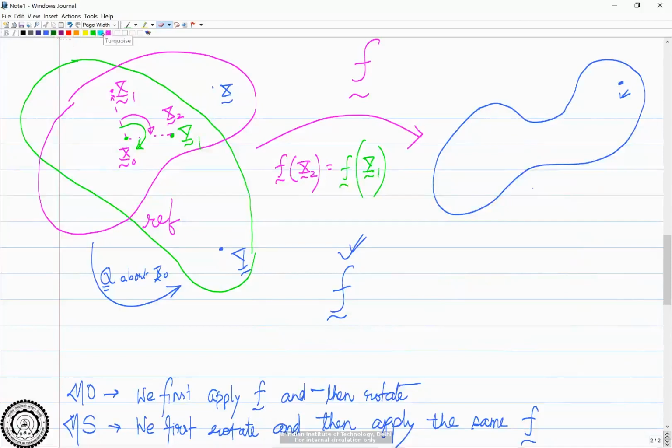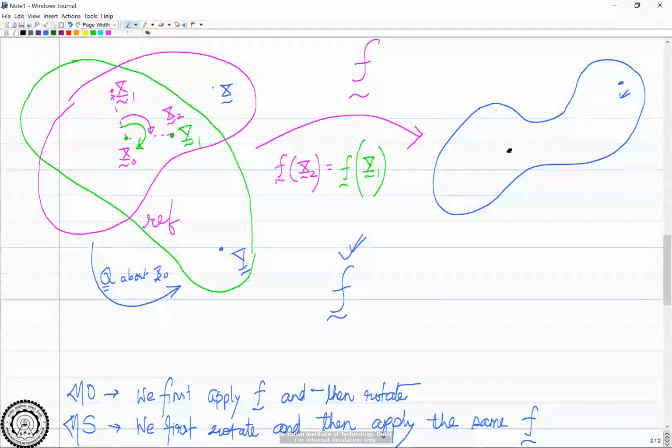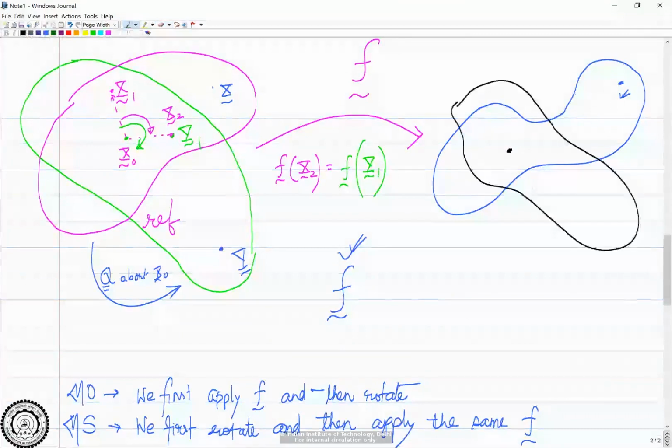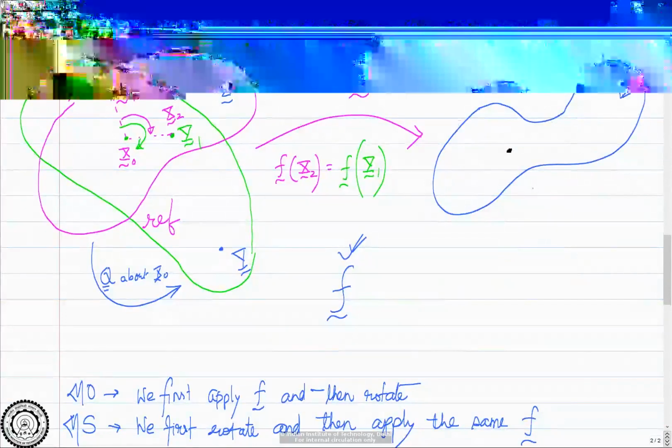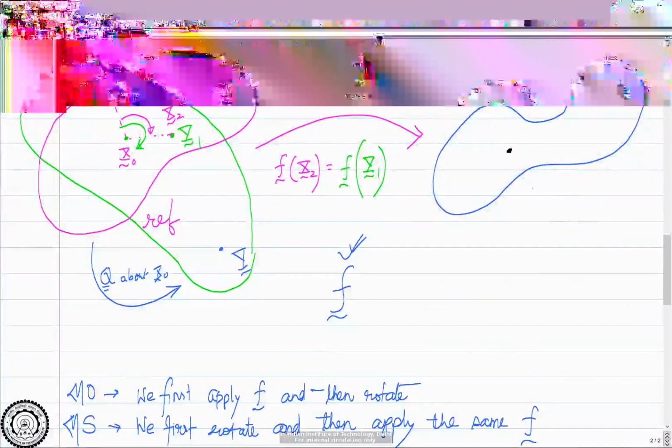So maybe with a color, say black, yes. So if big X naught has come here, then for both the configurations it will be at the same point, but the total configuration will be something else. Is that clear to you? What do you think? Is it clear to you guys?